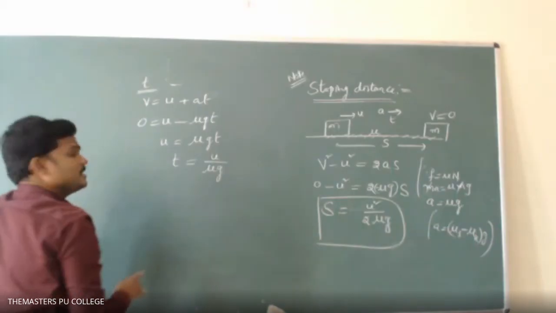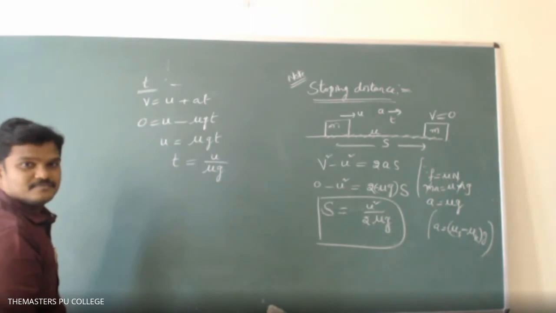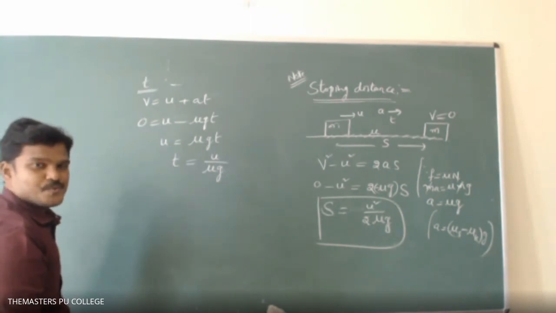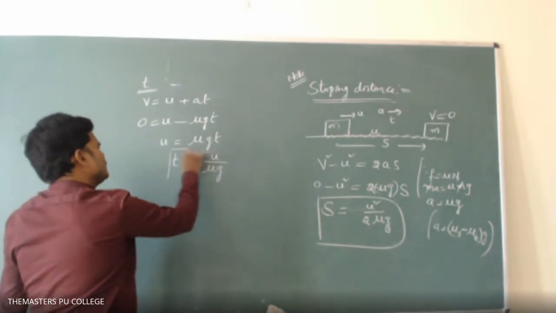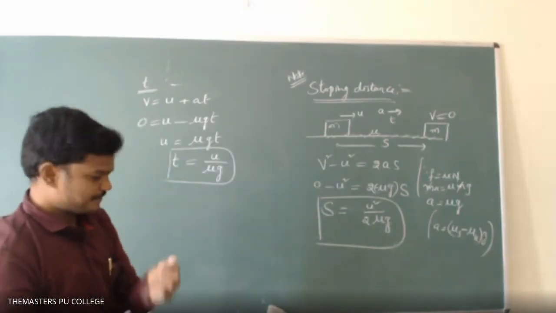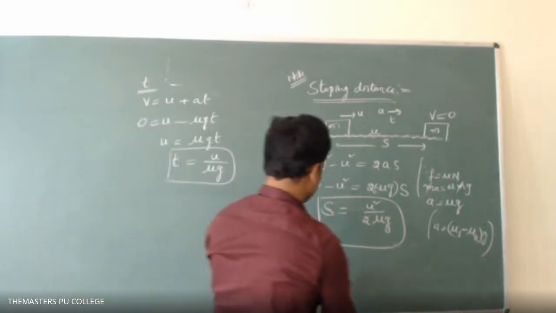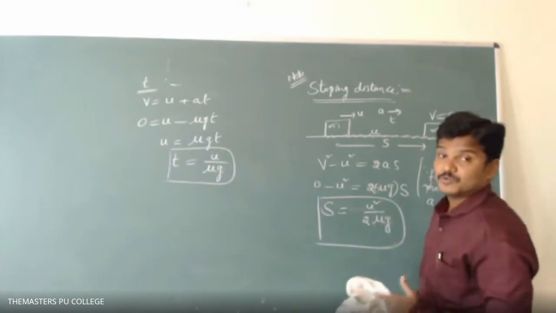Be careful with writing U and mu. Is it clearly visible? U and mu. Is it okay? t is equal to U by mu g. This is the time. So you remember this formula to find some questions.